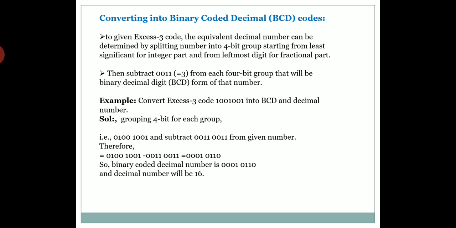For example, you can see an example here. Convert XS3 code 100101 into BCD and decimal number.